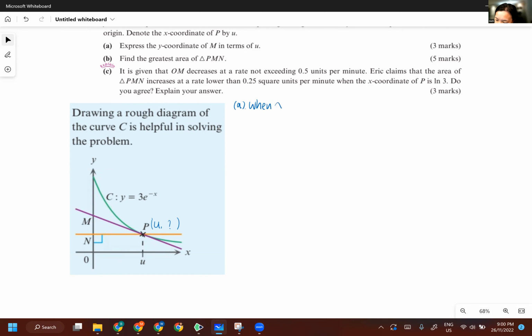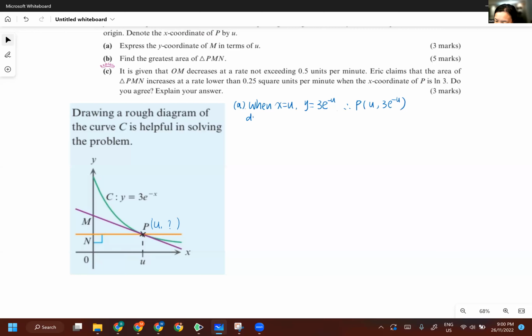When x equals u, y equals 3e^(-u). Therefore, P can be found. When I say it can be found, I mean in terms of u, in this question.